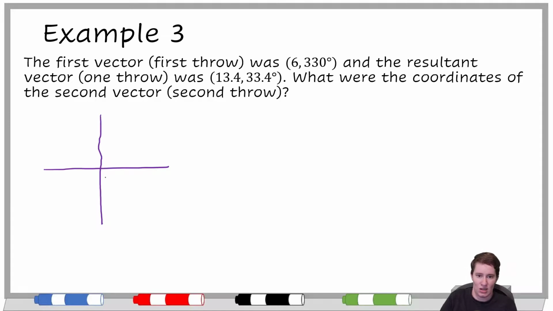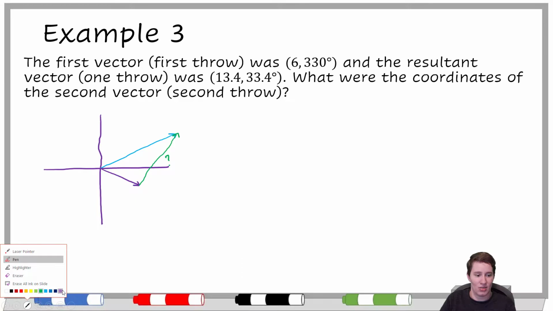The first throw is at 330, which is over here in the fourth quadrant, and is a length of 6. The resultant that they're giving us is at 33.4, 13.4. So that's going to be longer by quite a bit, like almost twice as long. So what we're trying to find is the second vector, which would be this vector right here. This is what we want to know the magnitude and direction of. So it's going to be a really similar process. Just think about what's different.